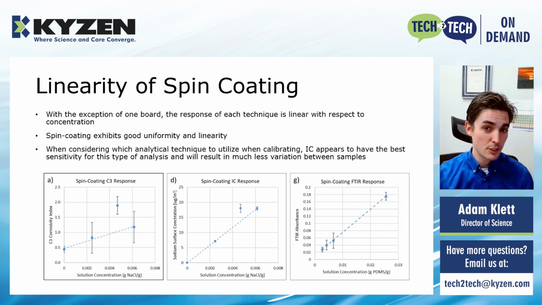So all we'd have to do is create a calibration curve like what you see on the screen, and then say, okay, if I want a surface concentration of 10 micrograms per inch squared, all I'd have to do is move over to my calibration curve and say, okay, I need to use a solution concentration of maybe around 3.5 grams of sodium chloride per gram. So what we've shown is that we can both precisely contaminate our boards and do it uniformly over the entire surface.